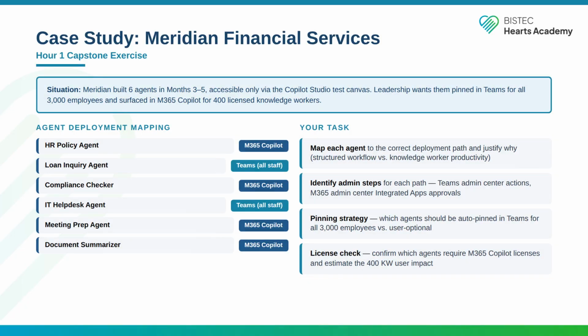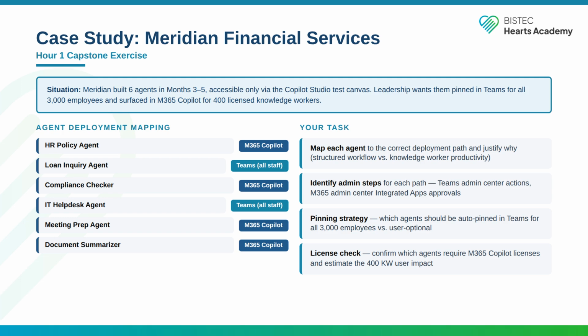Meridian Financial Services built 6 agents across months 3 through 5, all of which are currently accessible only through the Copilot Studio test canvas. Leadership wants them deployed to Teams for all 3,000 employees and surfaced in M365 Copilot for the 400 licensed knowledge workers. The deployment mapping decision for each agent follows directly from the custom versus declarative framework.